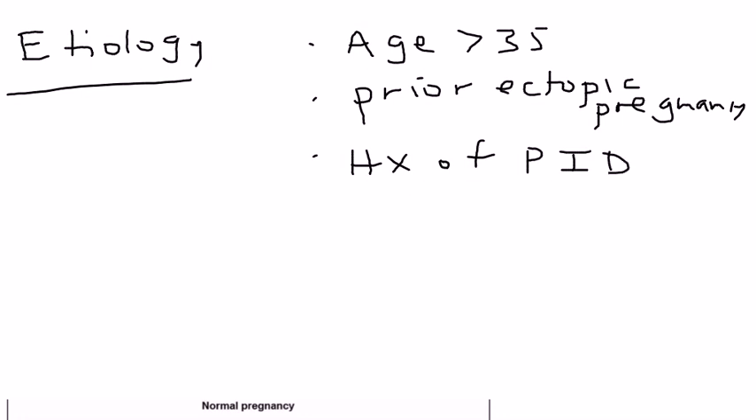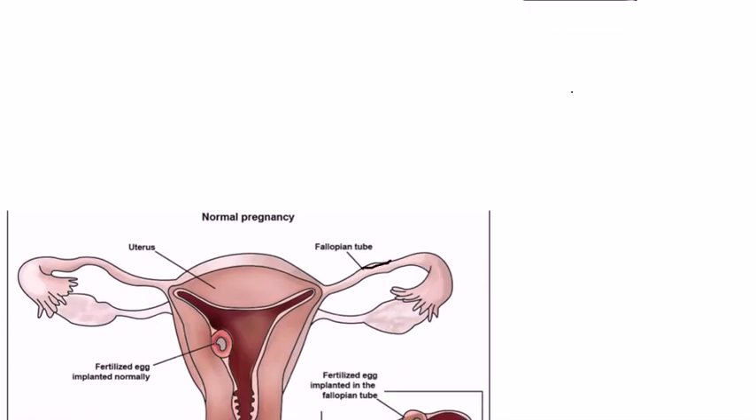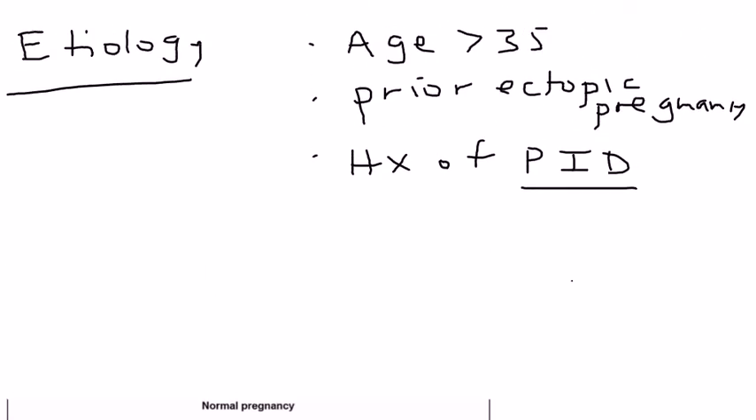And the reason that is because when you have pelvic inflammatory disease, that can result in scar tissue being formed in the fallopian tube. And when the scar tissue forms, it prevents the fertilized egg from traveling down to the normal or correct location. So that's why pelvic inflammatory disease can be a risk factor.